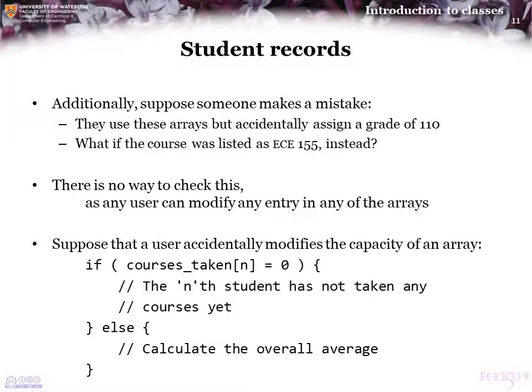For example, suppose that the user accidentally wrote the following. So if courses taken N is assigned the value 0, well, wait a second, what does that do? Well, that's actually going to assign the nth index of that array the value of 0. So now the student has taken 0 courses, but 0 is false, so we'll jump into the alternative clause, and we're going to calculate the overall average, although at this point the number of courses taken is actually 0. This is going to cause a problem. How do we catch that? Might be difficult.